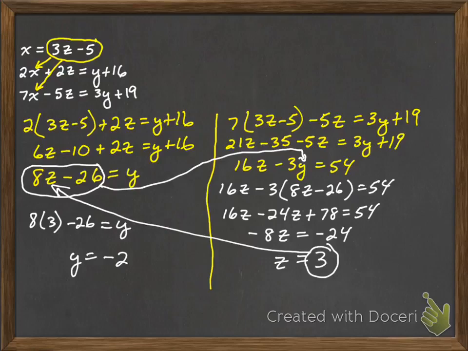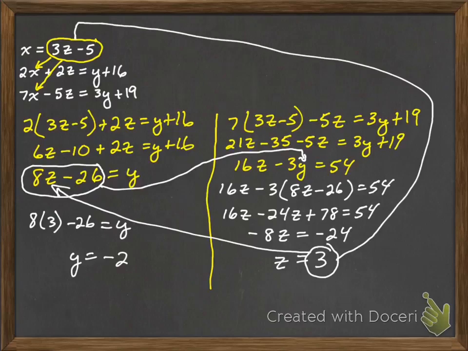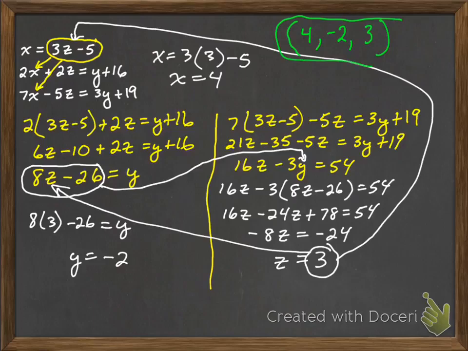I can also bring this z value up here and find my value for x. So x is equal to 3 times the z value of 3 minus 5, so 9 minus 5 is 4. Writing this as a coordinate for a graph, x value, then the y value, and then the z value. That is our solution.